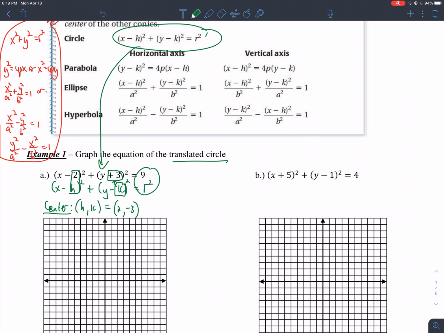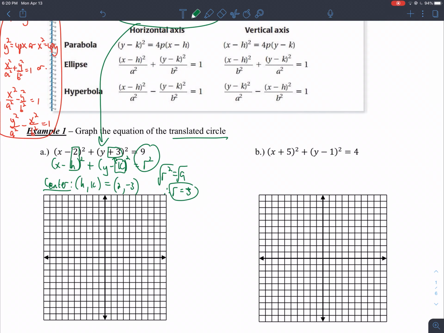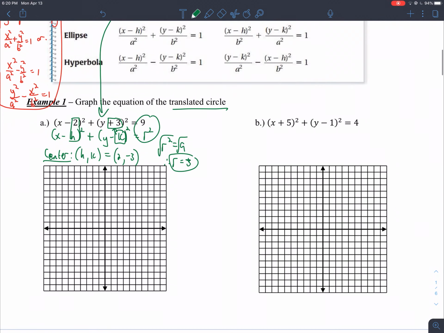And I also got this: r squared is 9, so the radius is 3. Now, if you take the square root of this, you get plus or minus 3, but radius is a distance from the center. So that measure is always positive, so we just say it's 3. To graph this, I go to the center, which is (2, negative 3), and plot the center. You can label it C for center. And then the radius is what determines the entire circle. So I go 3 units this way, 3 units this way, 3 units this way, 3 units that way, and that gives me the circle.